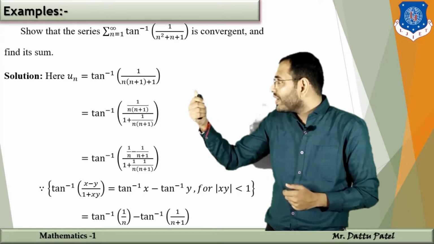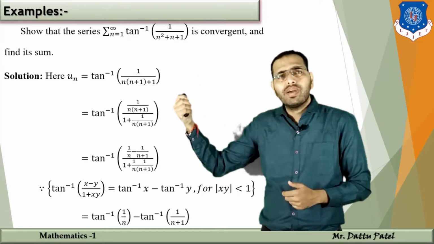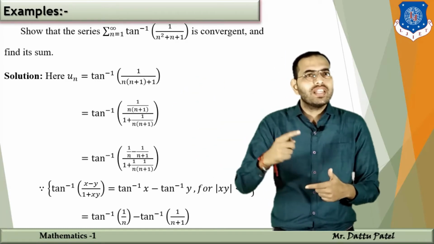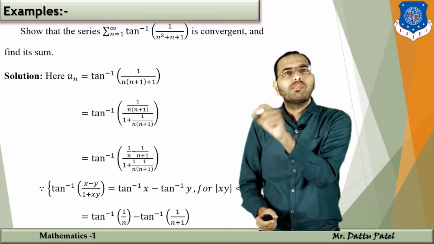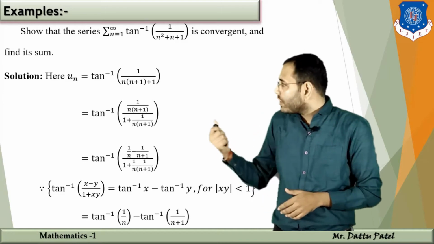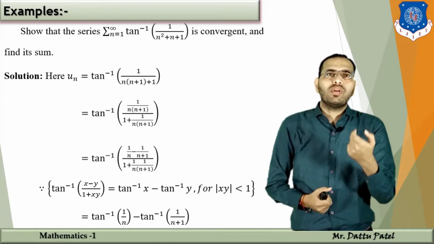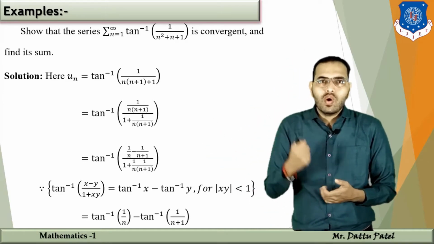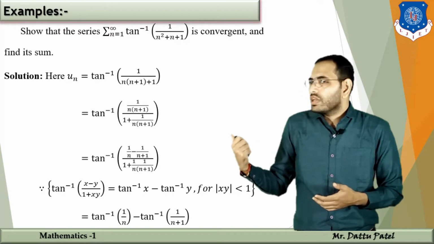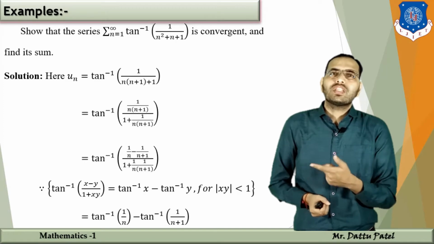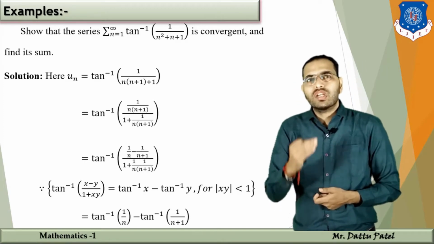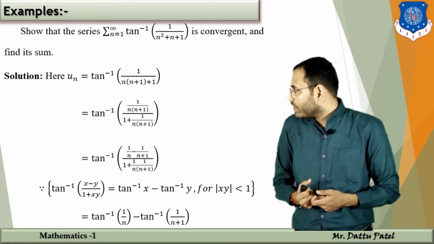Now in the numerator we have 1 upon n into n plus 1. Simplify this term with the help of term adjustment, meaning addition and subtraction of n in the numerator, then we get n plus 1 minus n. Simplifying it, we get in the numerator 1 upon n minus 1 upon n plus 1. Then we get tan inverse inside the bracket 1 upon n minus 1 upon n plus 1, and in the denominator 1 plus 1 upon n into 1 upon n plus 1.